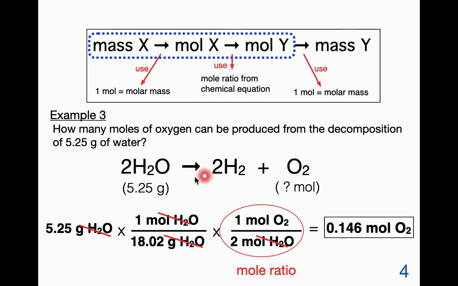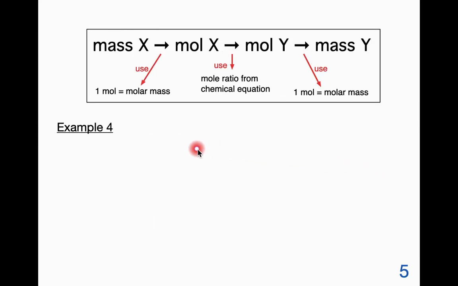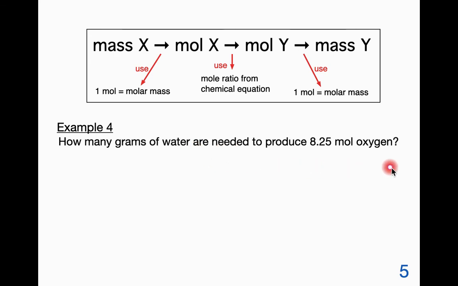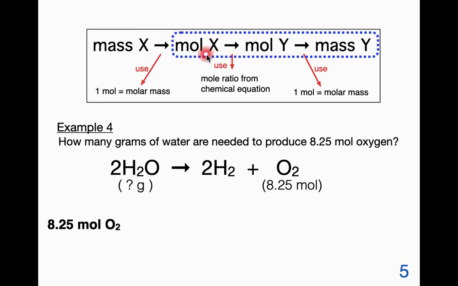Okay, let's do another. And again, we'll use the same equation just to make it easy on us. How many grams of water are needed to produce 8.25 moles of oxygen? So we're given 8.25 moles of oxygen, and the question is how many grams of water will we make? So in this case, we're given moles of a substance, and we're asked for mass of another substance. So the moles of oxygen to moles of water to mass of water is what we're going for here.